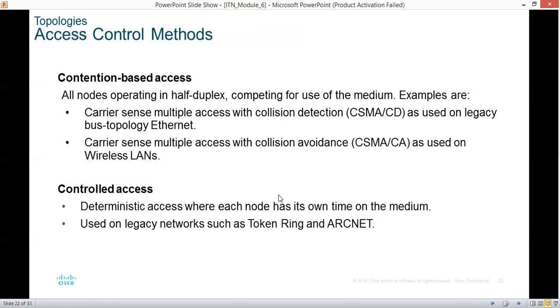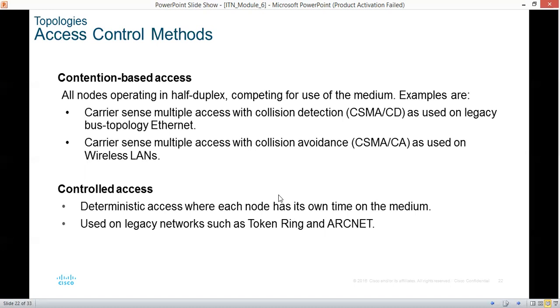And then we have the access control method. We have what we call the CSMA-CD and then the CA. The CSMA-CD is the carrier sense multiple access collision detection used on legacy bus topology Ethernet. When we say legacy, we're talking about your old hub system, where once there's a collision, everybody will wait, and then once the way is free, the other person can send.